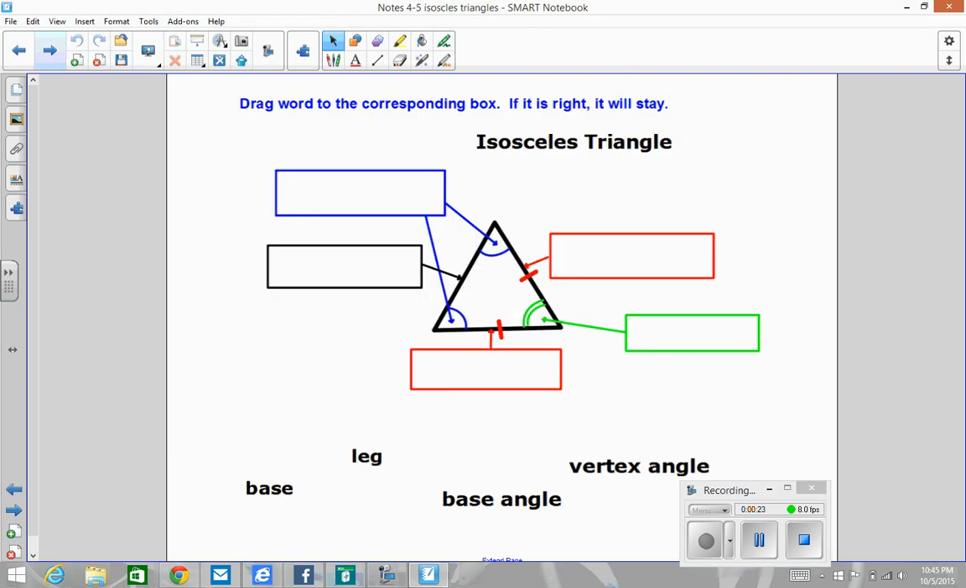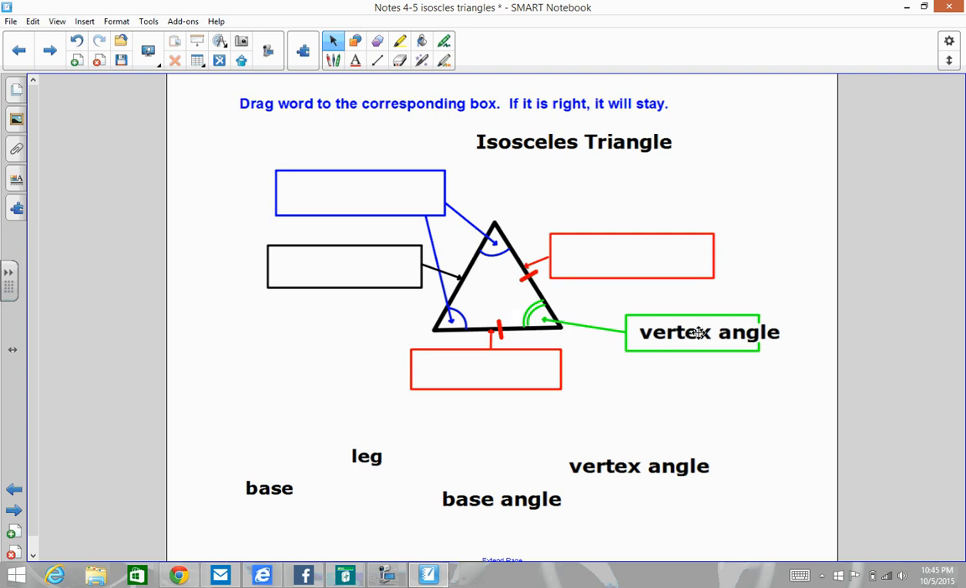So first, let's go over the basic parts of an isosceles triangle. An isosceles triangle has its own vocabulary, so it's important that you know them. First, there is the vertex angle. The vertex angle is the angle that is created by the two legs of an isosceles triangle, and the legs are the two congruent sides. And then we have the base, which is the non-congruent side.